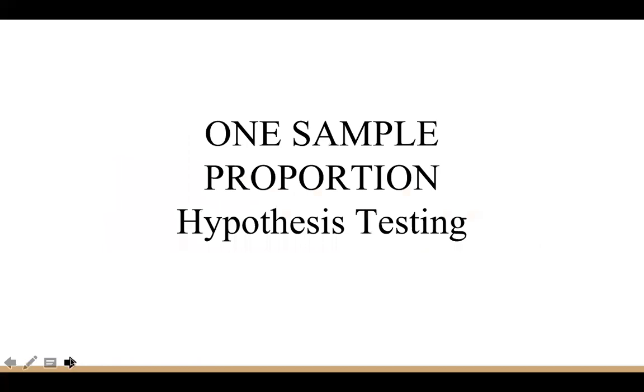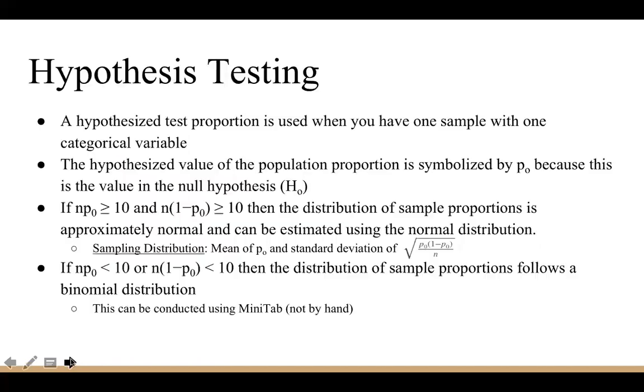So next we're going to talk about one sample proportion hypothesis testing. This will have a similar layout to the 5-step procedure we talked about earlier. But a hypothesis test for a proportion is used when you have one sample with one categorical variable. And the hypothesized value of the population proportion is symbolized by p0, because you're using the value in the null hypothesis of H0.